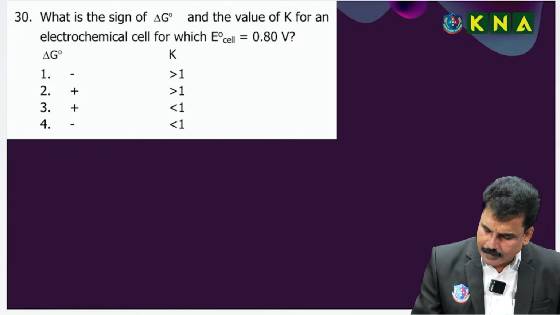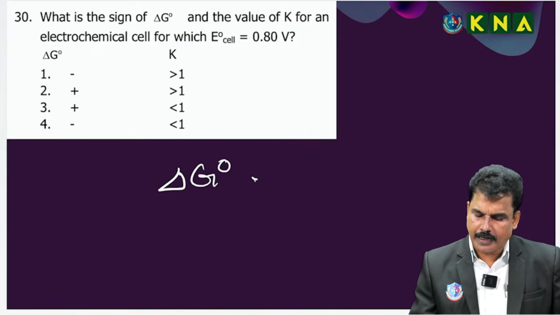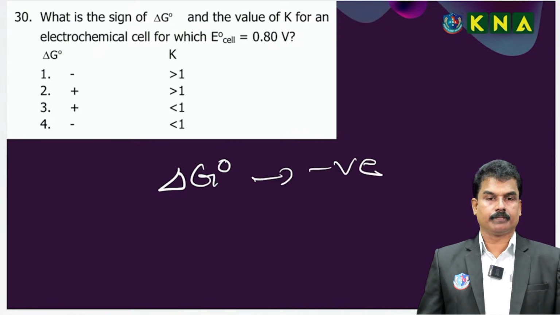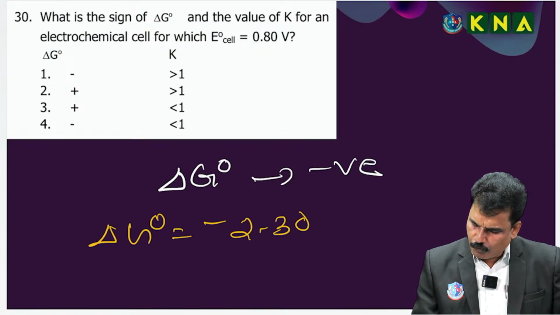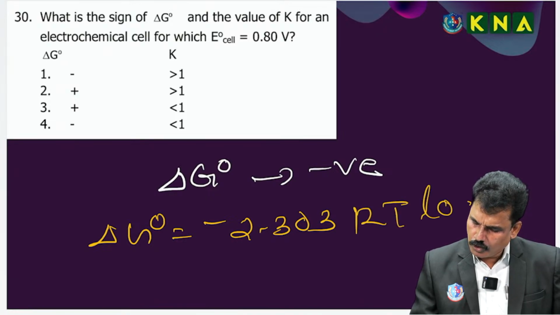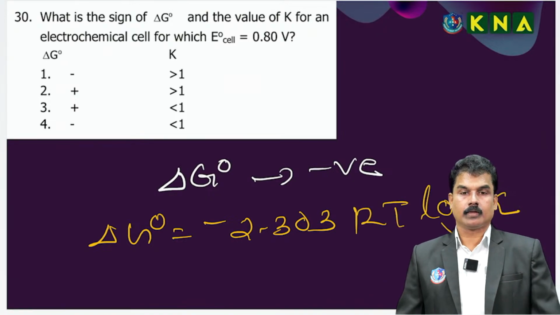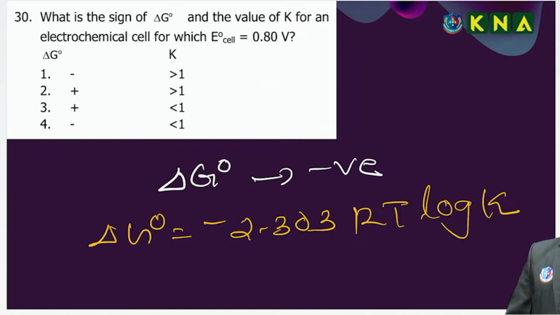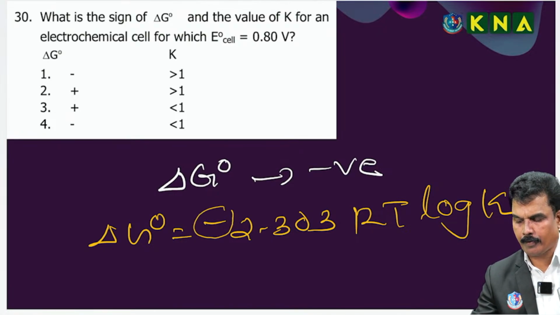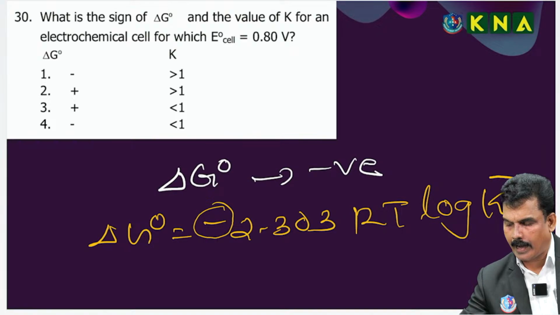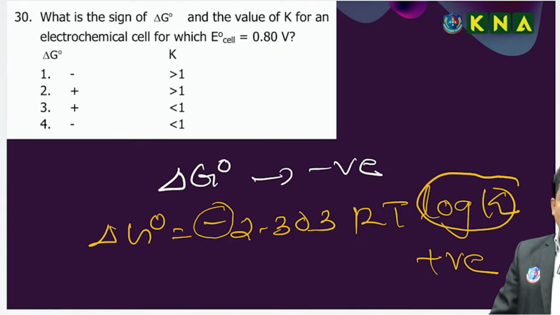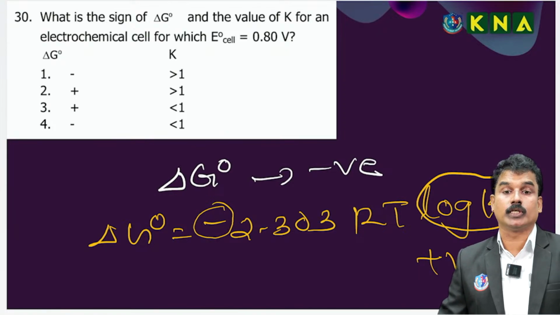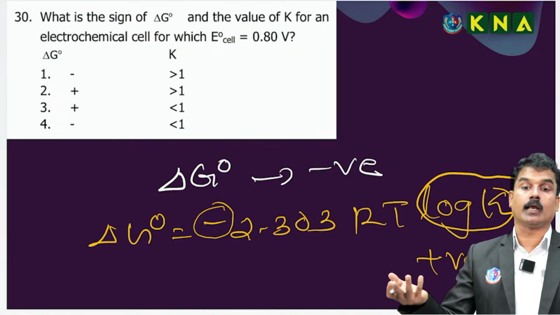Then what about the delta G0? For all spontaneous reactions, delta G must be negative. Delta G0 is equal to minus 2.303 RT log K. That is the relation between equilibrium constant and free energy change. Delta G0 must be negative, so this log K value must be positive. If log K is negative, meaning K less than 1, the result becomes positive. But delta G0 positive means non-spontaneous.